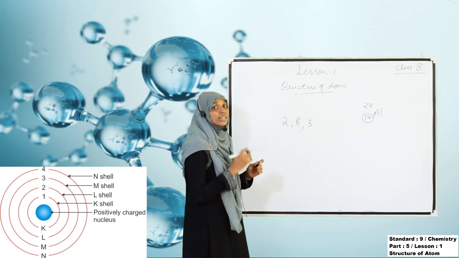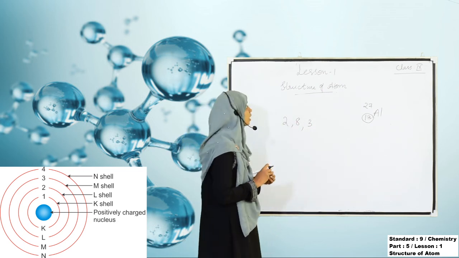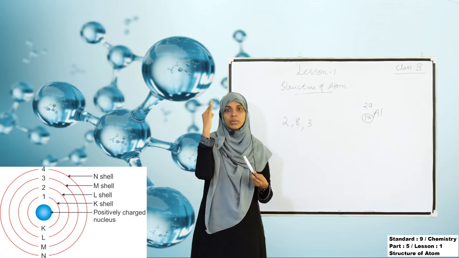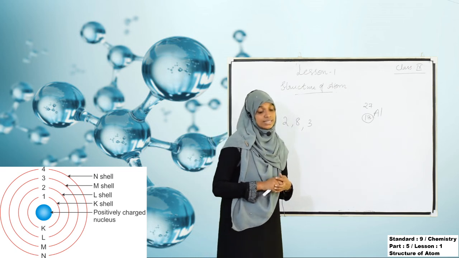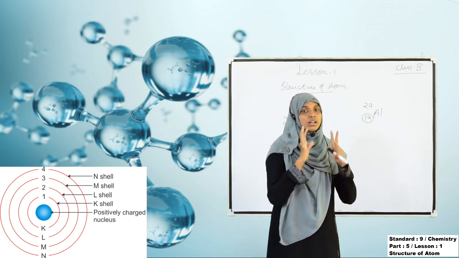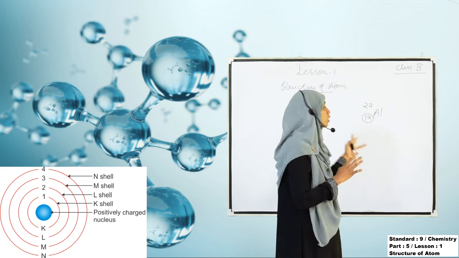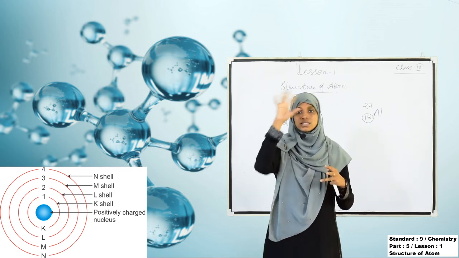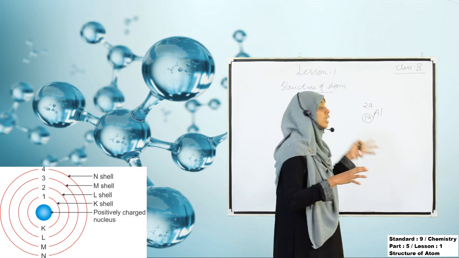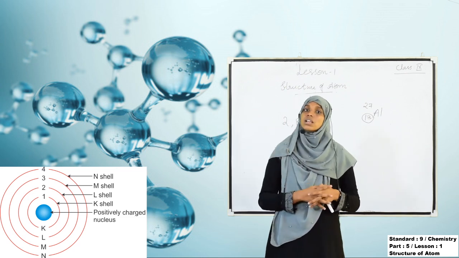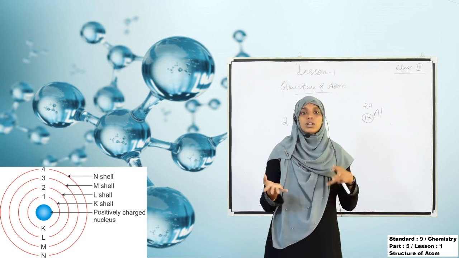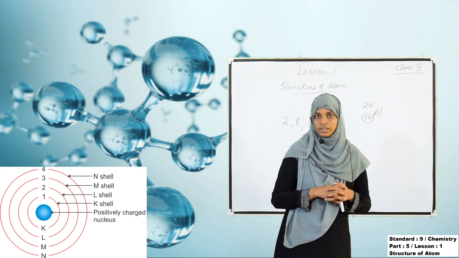Okay, so in this class we discussed how to find the electronic configuration and how to write the mass number and atomic number of an element. In the next class we will discuss how to draw the structure of an atom using the Bohr model, according to this electronic configuration.